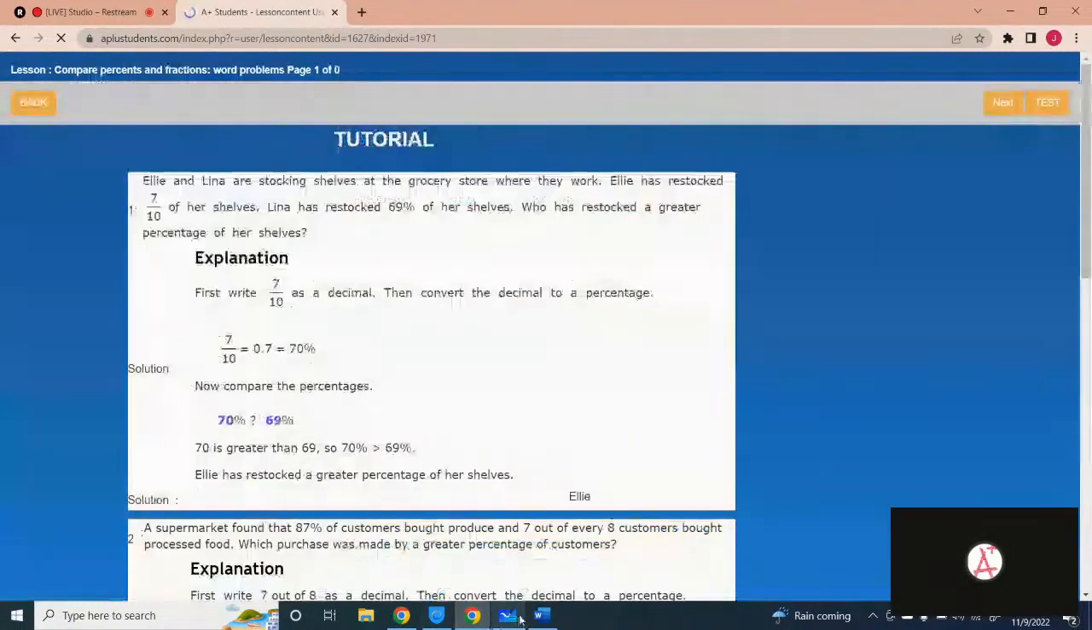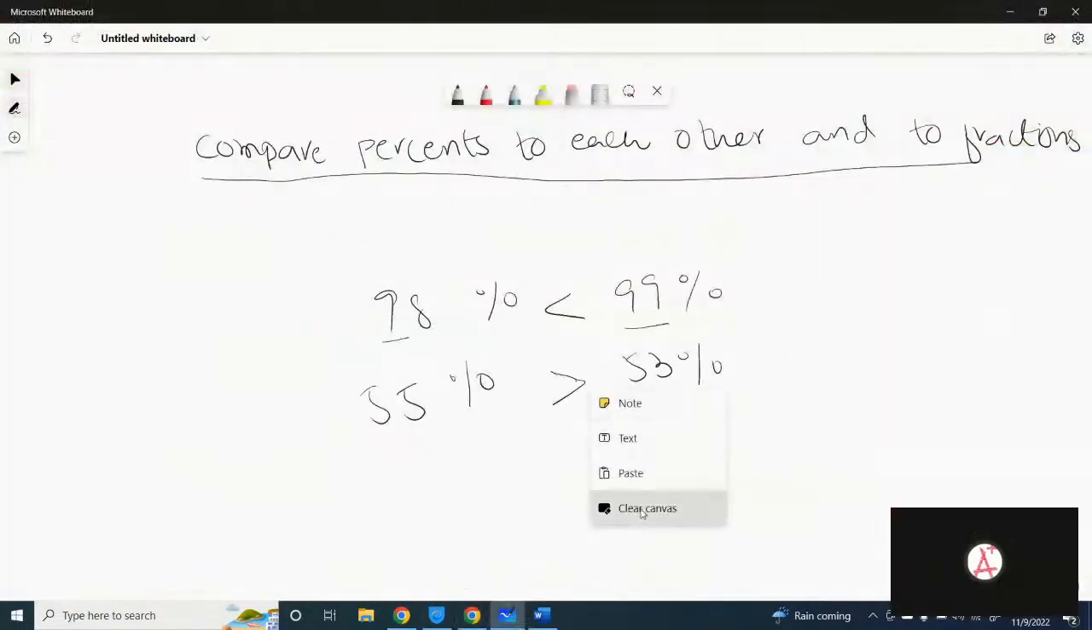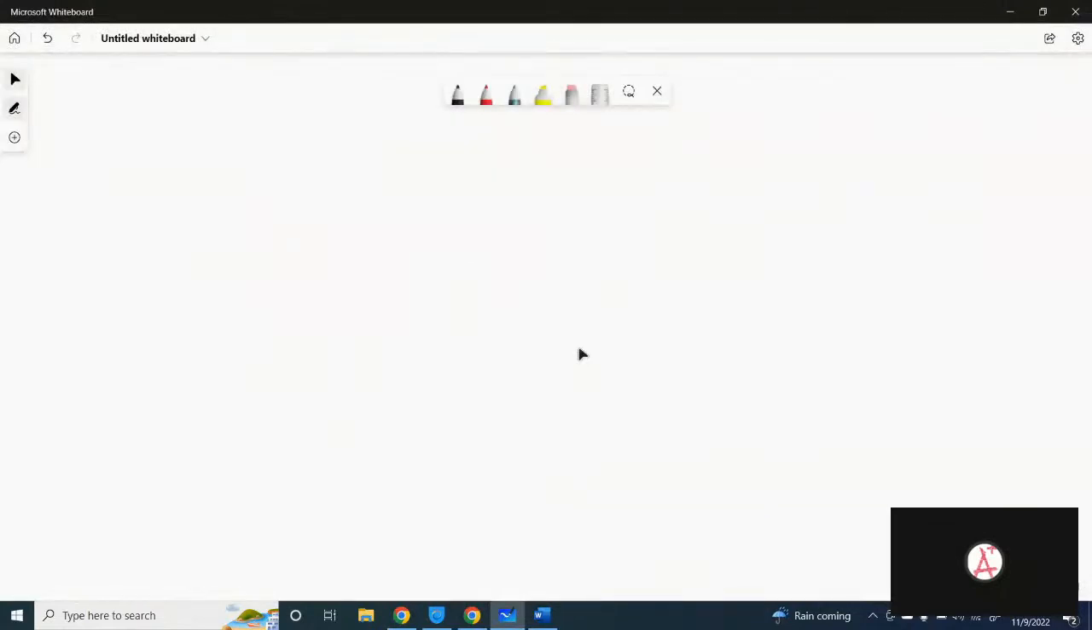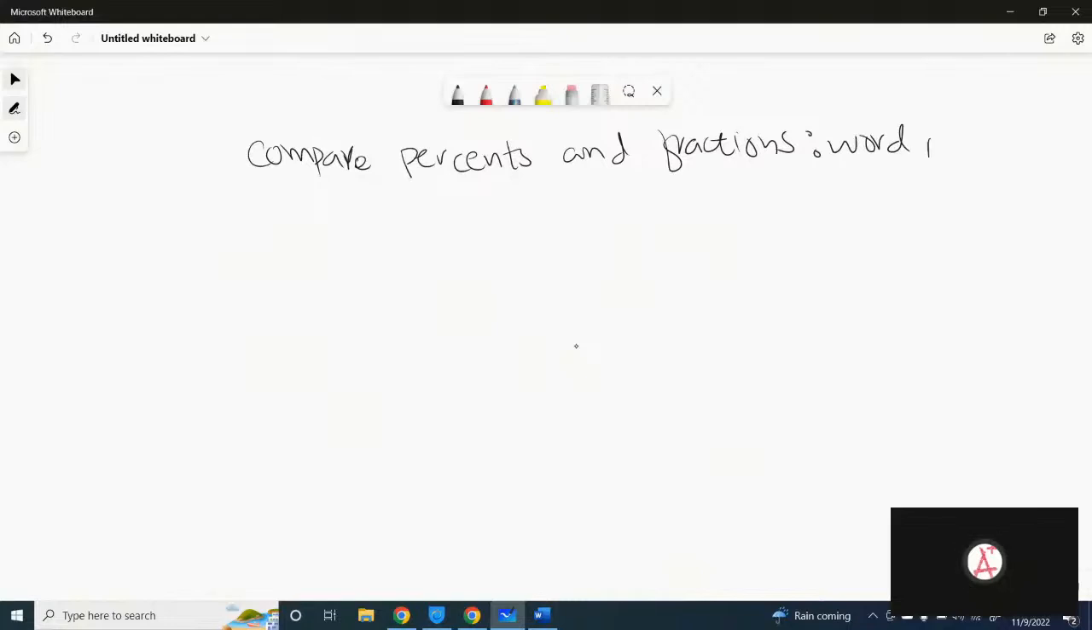Let me write down the lesson name. The lesson name is compare percents and fractions word problems. Okay, let's start with the example. Let's start with the first example.